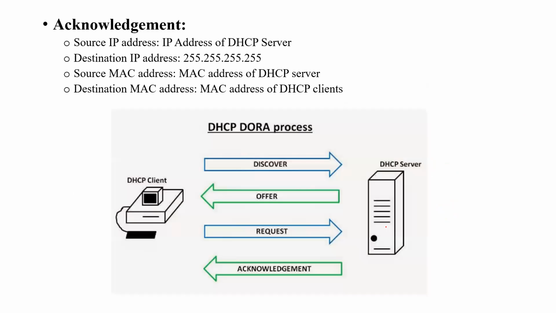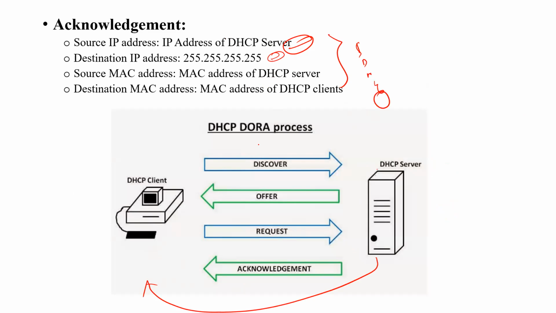In the acknowledgement, the source IP address is the DHCP server's IP address only. Acknowledgement is the confirmation of the IP address. The destination IP address is broadcast again. So this is the information about source IP, destination IP, source MAC and destination MAC.